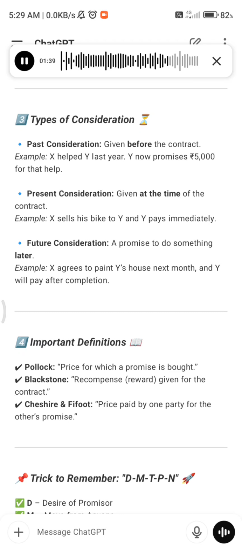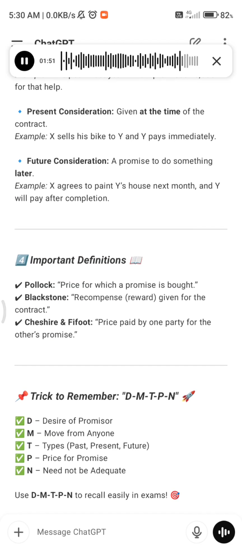4 important definitions. Pollock, price for which a promise is bought. Blackstone, recompense reward given for the contract. Cheshire and Fifoot, price paid by one party for the other's promise. Trick to remember: DMTPN. D, desire of promiser. M, move from anyone. T, types, past, present, future. P, price for promise. N, need not be adequate. Use DMTPN to recall easily in exams.